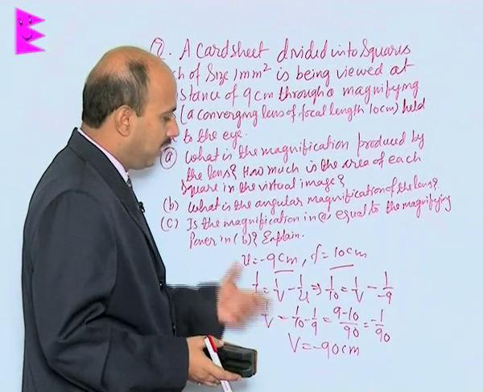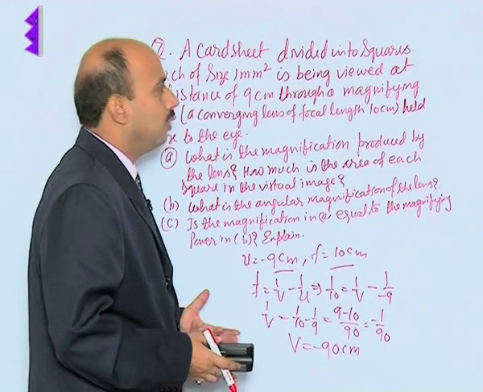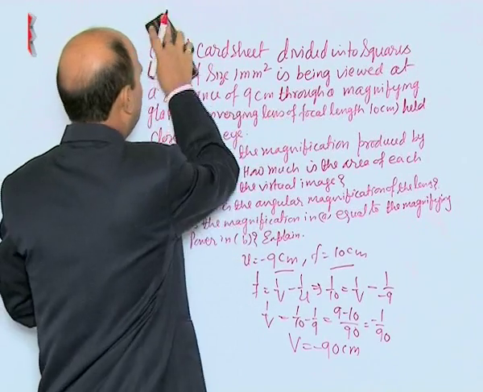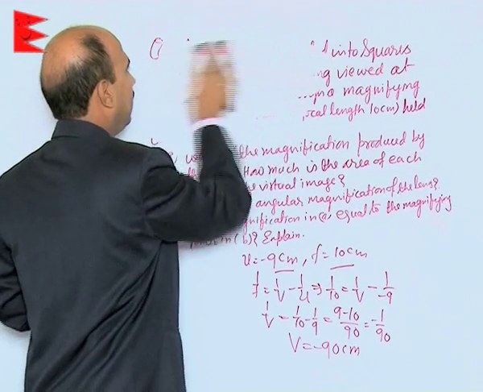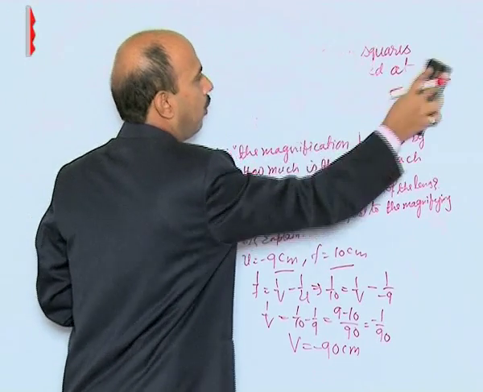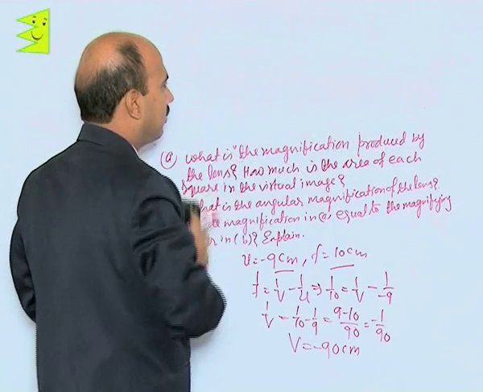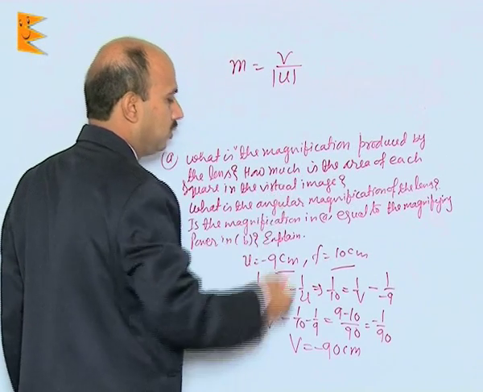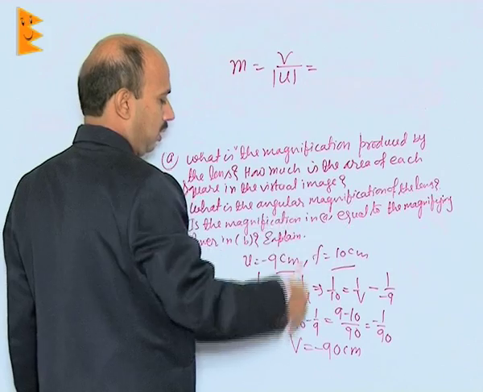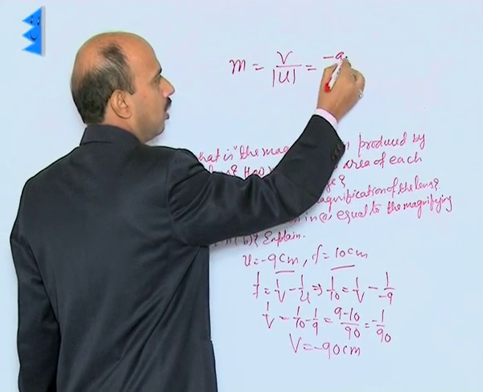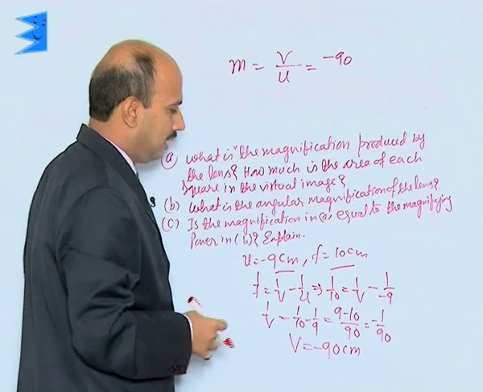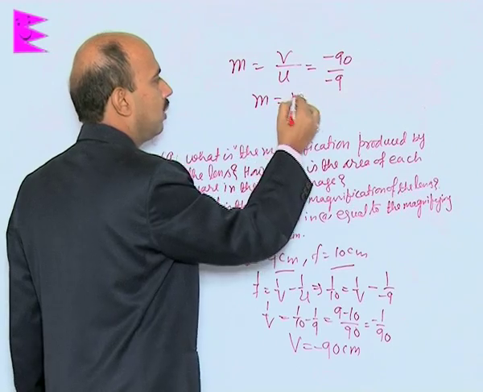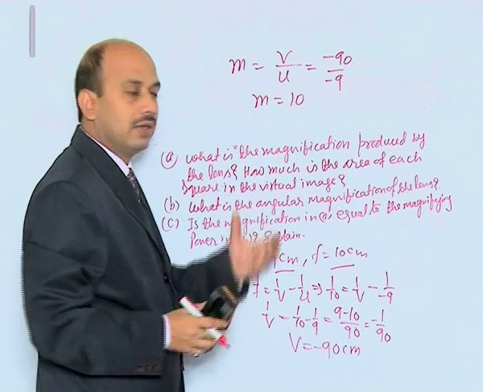So, when we have got v, that is minus 90 centimeter, we can calculate magnification. For the magnification we can write M is equal to v upon u. See how much it is coming. M is equal to v upon u, that is minus 90 divided by minus 9. So, M is equal to 10. So, magnification is coming here 10.